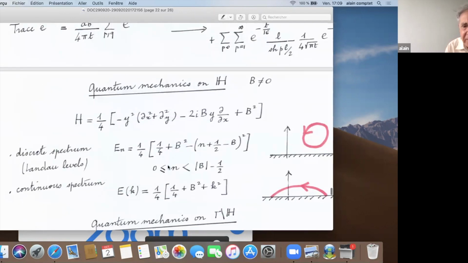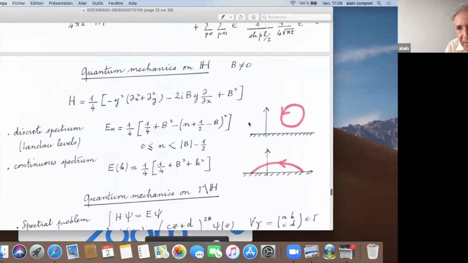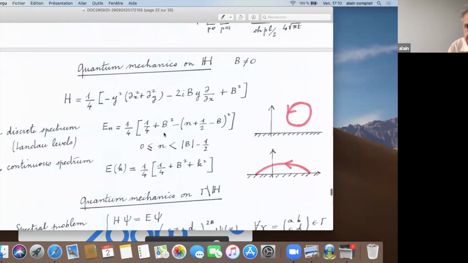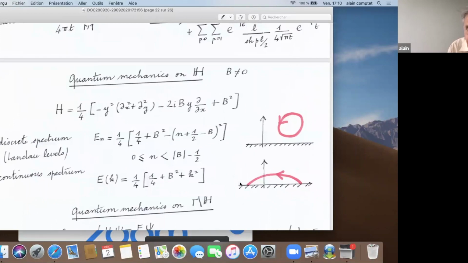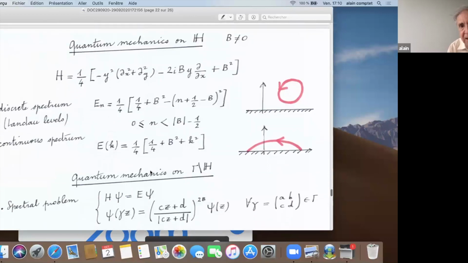So let me briefly mention what happens when you put a magnetic field. Everything is more or less obvious once you have understood the classical problem. As one of you said before, you have these cyclotron orbits, and they are quantized by this formula, but you have a finite number of such states. In contrast with the ordinary Landau problem, you have a finite number of Landau levels, and then you also have these scattering states, which are very simple scattering states. So this is on H.